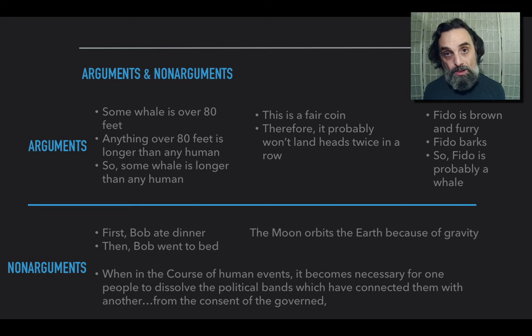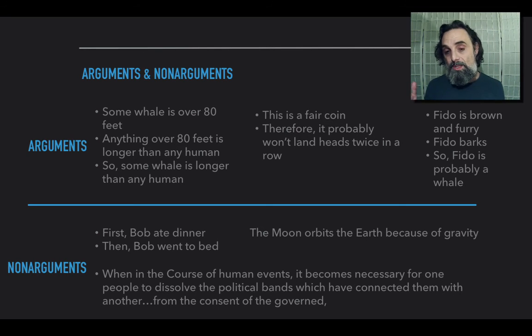But they're all arguments, whereas in none of the non-arguments do we have that premises-conclusion structure. In the narrative about Bob, we just have, well, this happened and then that happened. But the fact that the first thing happened is not evidence that the second thing happened.